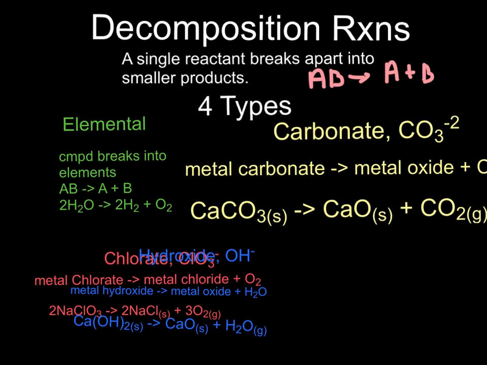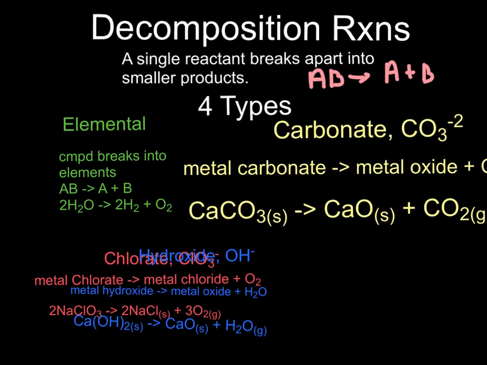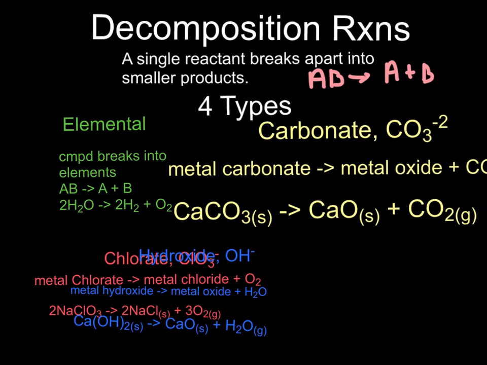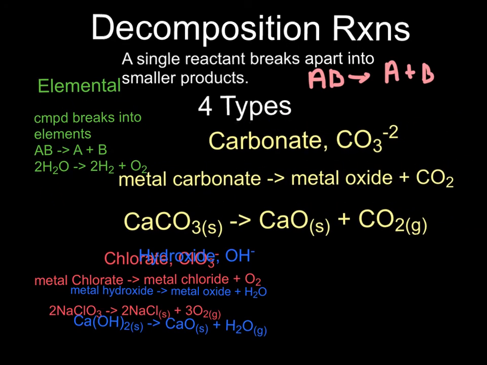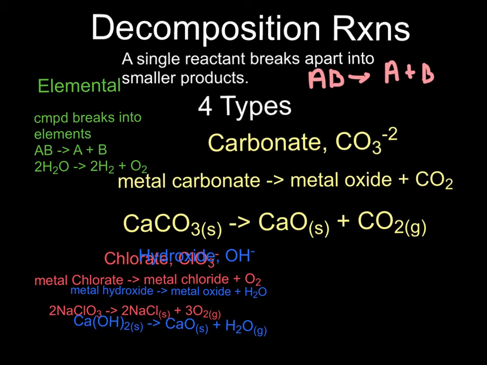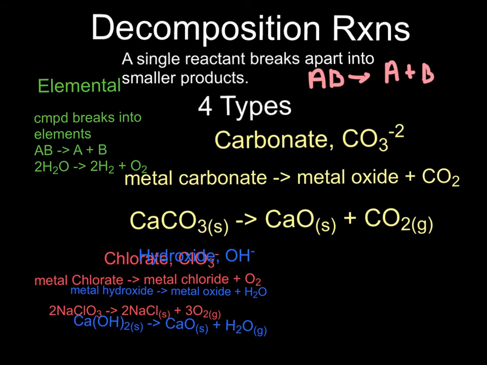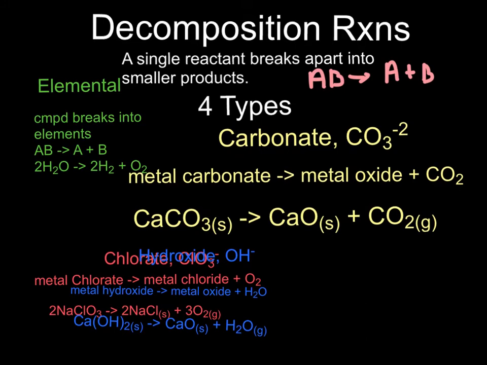A carbonate decomposition. This is where knowing your polyatomic ions makes life easier. Carbonate is CO3 with a -2 charge. When a metal carbonate breaks down, it breaks down into the following 2 products. We form a metal oxide that you have to crisscross the charges on, and carbon dioxide gas. So here's an example. Calcium carbonate will break down upon heating into a calcium oxide and carbon dioxide gas.